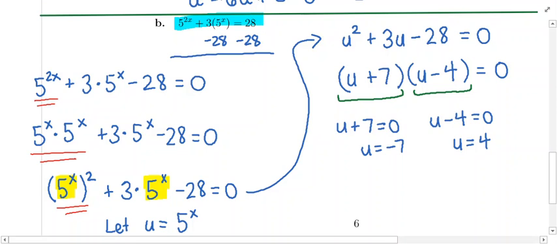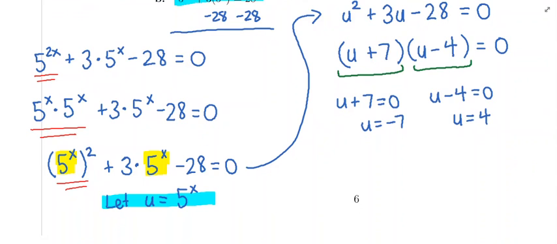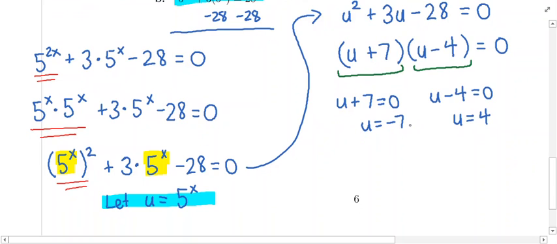Once we have solved for u, we need to return these equations to x. Again, we made the substitution that u is 5 to the x power. So now we're going to go to these two u equations that we've come up with and say what u is. U is the same thing as 5 to the x. So 5 to the x is going to equal negative 7 for this first equation. And for the second equation, u is the same thing as 5 to the x, so we're going to get that 5 to the x is equal to 4.